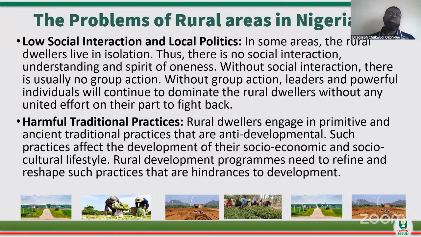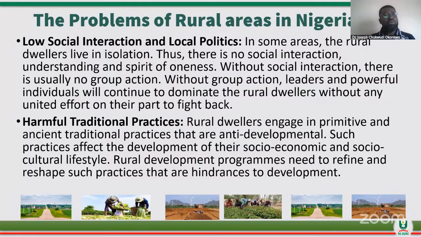Now, without social interaction, there is usually no group action. Without group action, leaders and powerful individuals will continue to dominate the rural dwellers without any united effort on their part to fight back. So one of the challenges of rural areas is this limited social interaction that makes the people really poor, because they don't interact. If they did, they could easily activate what is called group action. They form groups and they can take action as a group.